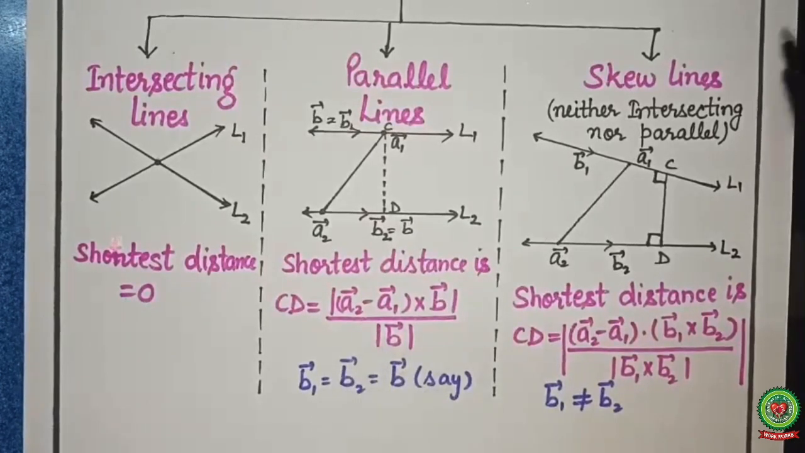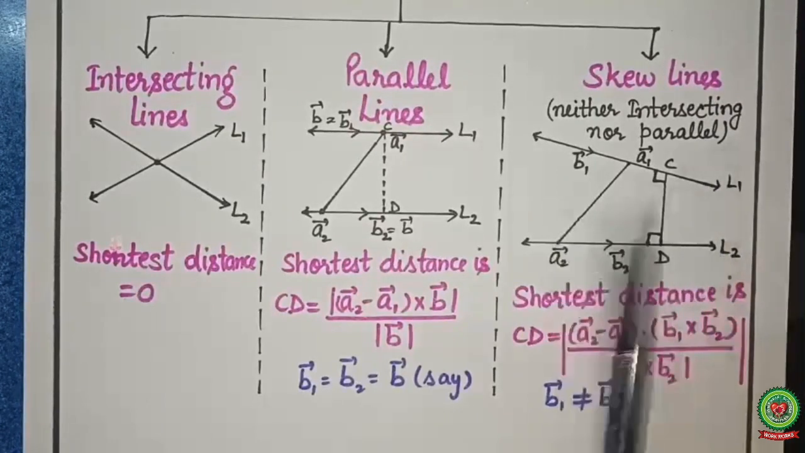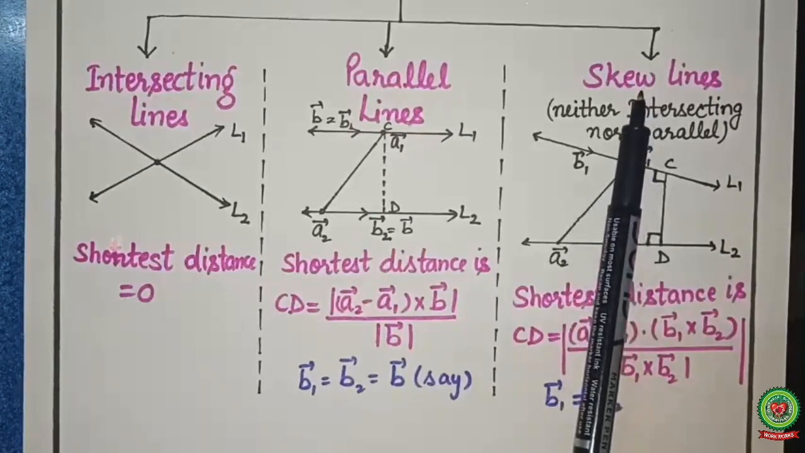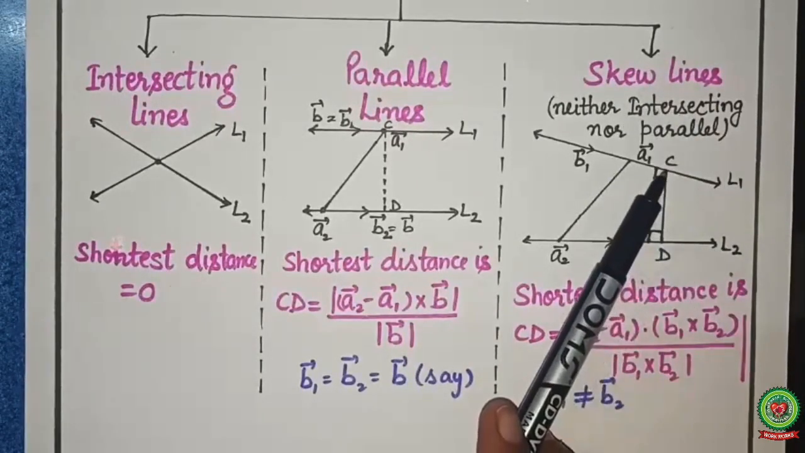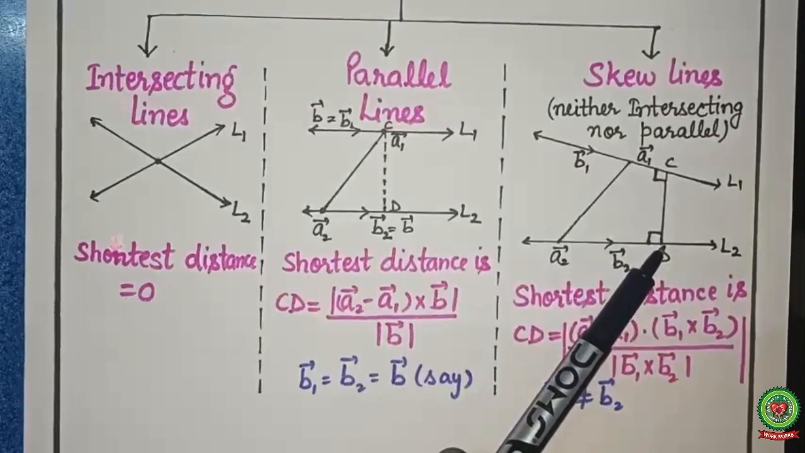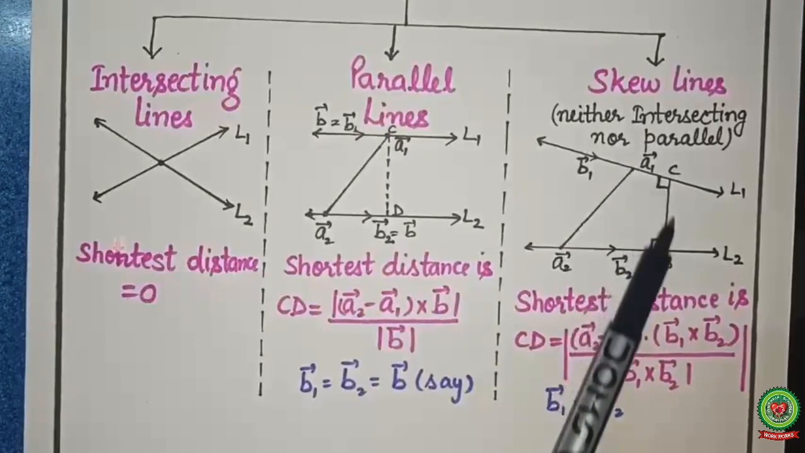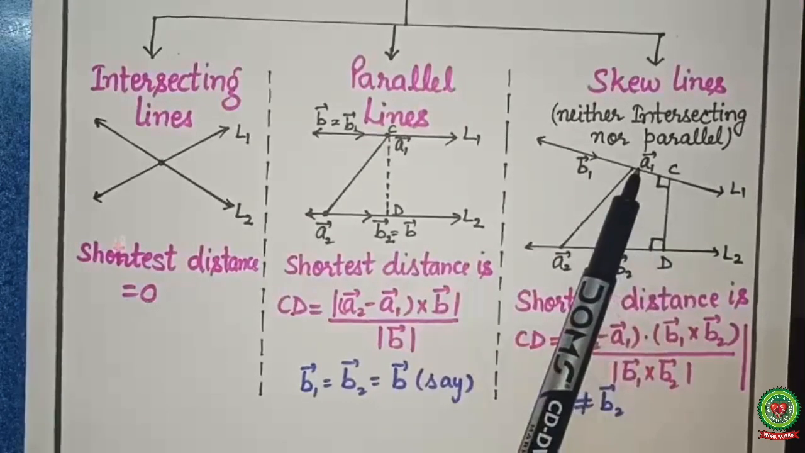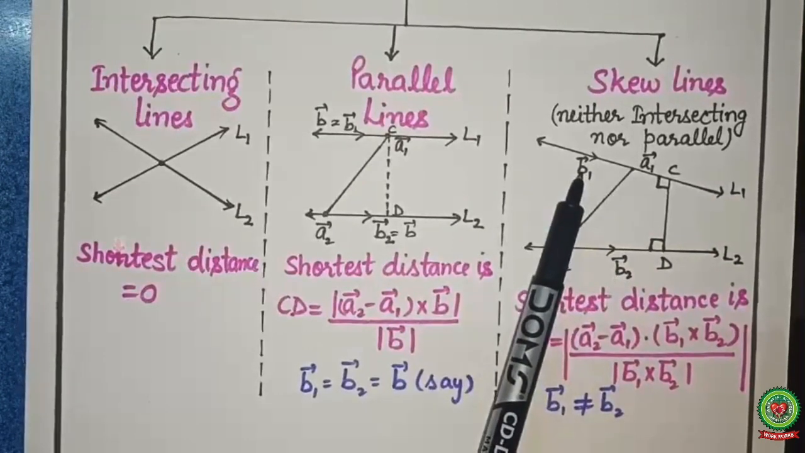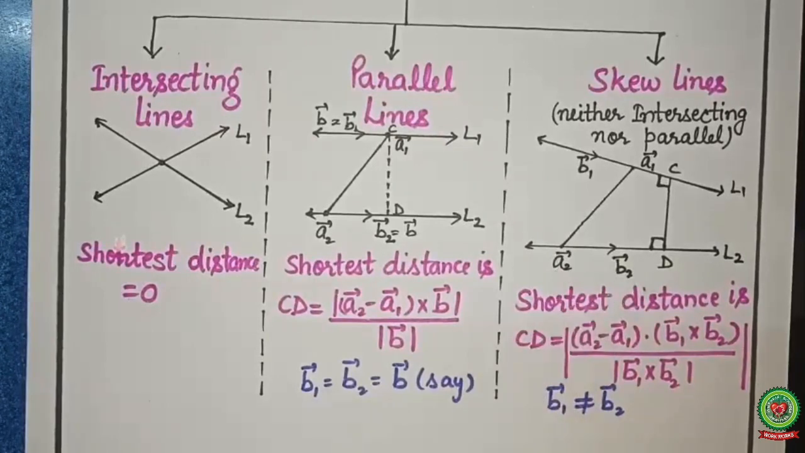Now the third type of lines are those that are neither intersecting nor parallel. These types of lines are called skew lines. Now in skew lines, we have to find the shortest distance. Shortest distance is a line, suppose CD is a line, but it must be perpendicular to both the lines. Only then can we find the shortest distance between two skew lines. Again, the first line passes through the point A1 with B1 its direction ratios, and the second line passes through the point A2 with B2 its direction ratios.